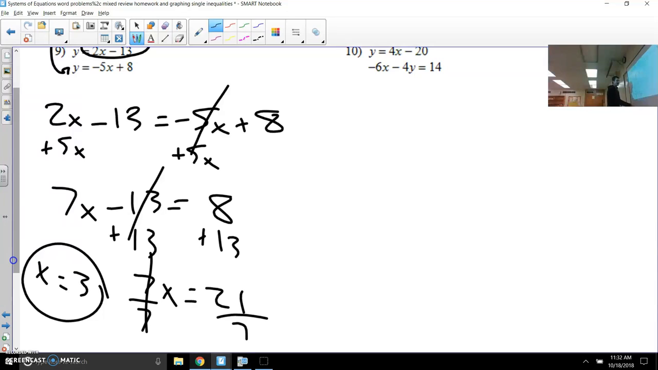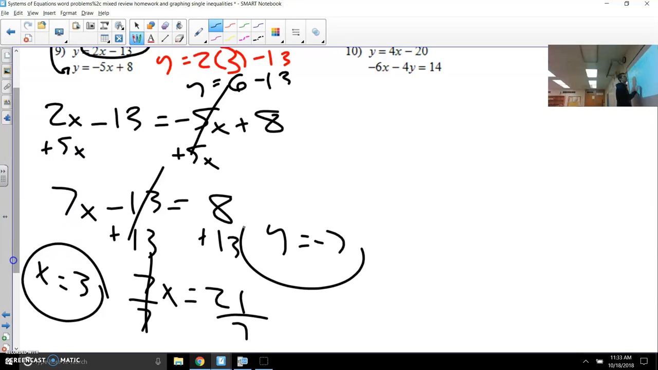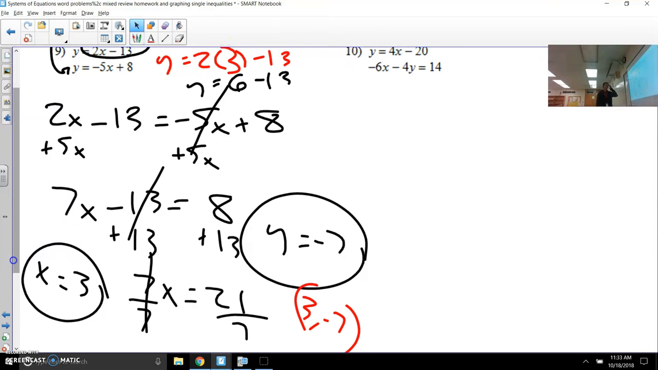So we do have to go back into the problem, and it doesn't matter which one you use, but we've got to plug it into one of them, 2x minus 13. And we're plugging the 3 in that we just got for x. So we've got 2 times 3 is 6, minus 13. It looks like that the y value is negative 7. So that is your solution, (3, -7). If you were to plug in 3 into the other one, it would have also given you negative 7, and that's because they've intersected at that particular value.